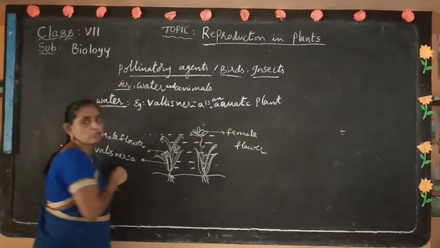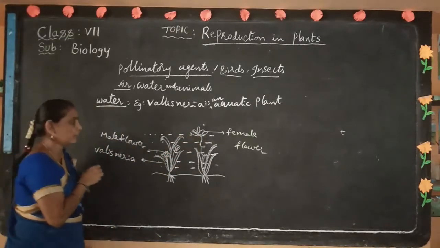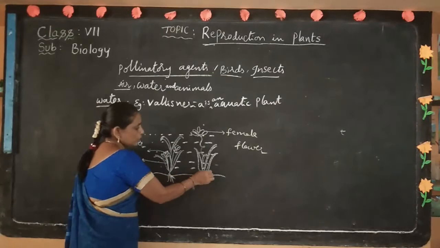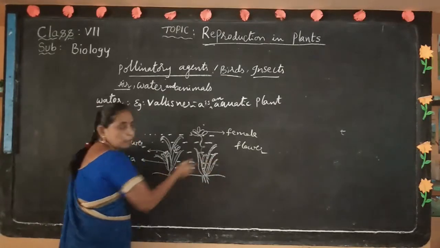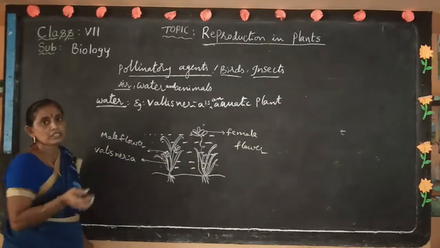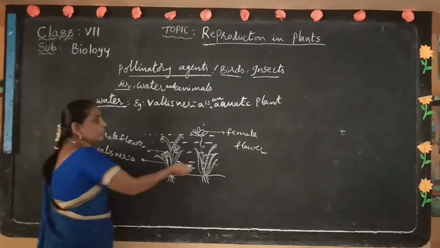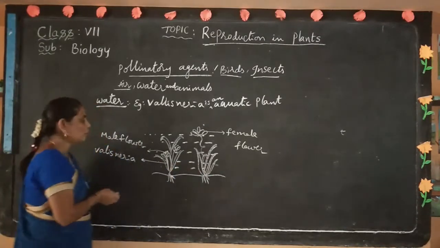The female flower floats on the surface of the water. Pollination in a submerged plant means it is not present at the bottom or the surface. It is in the middle, present in the middle of the water.